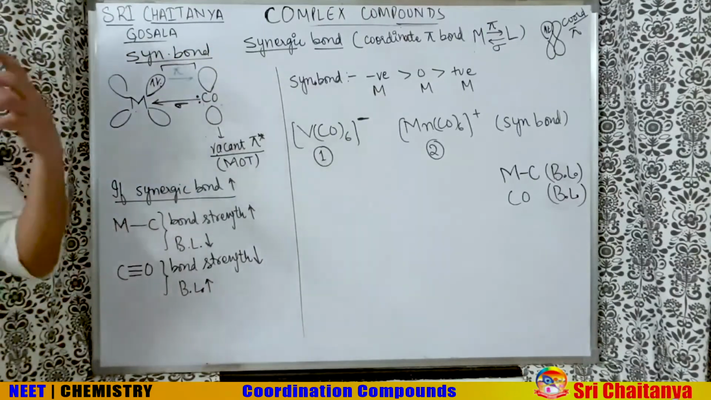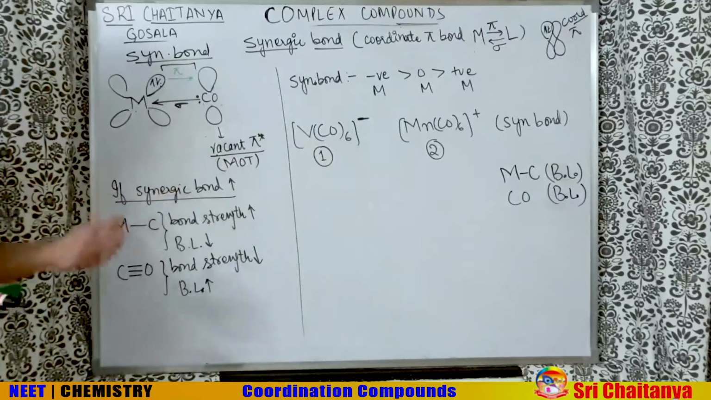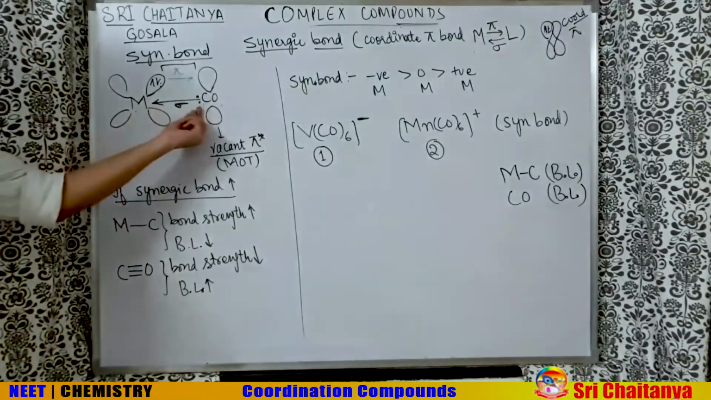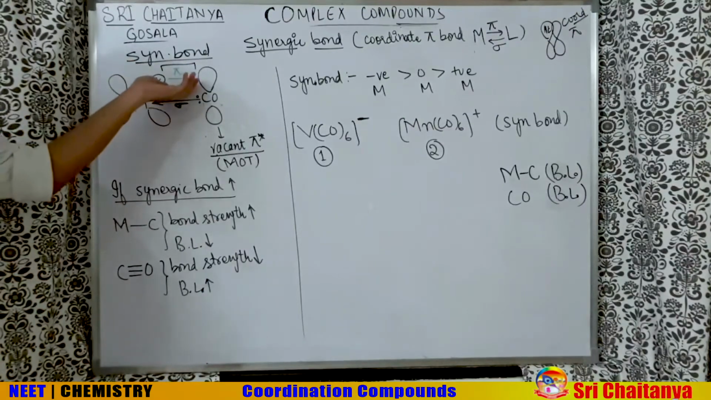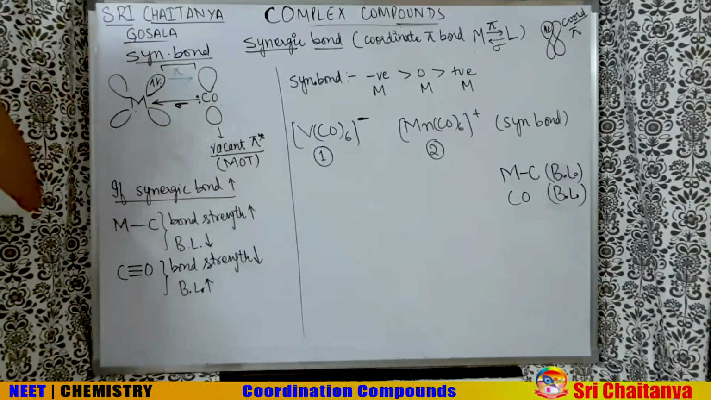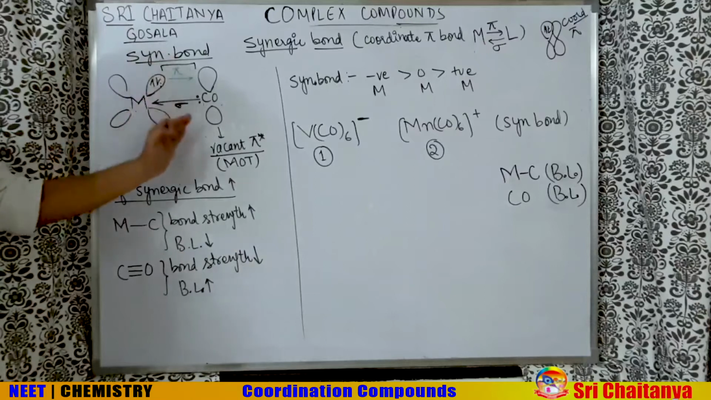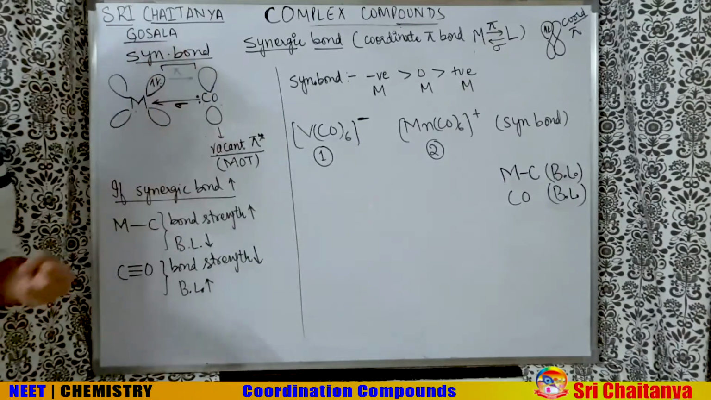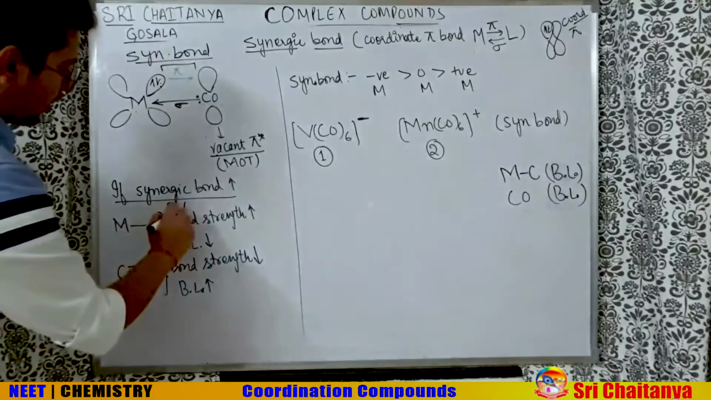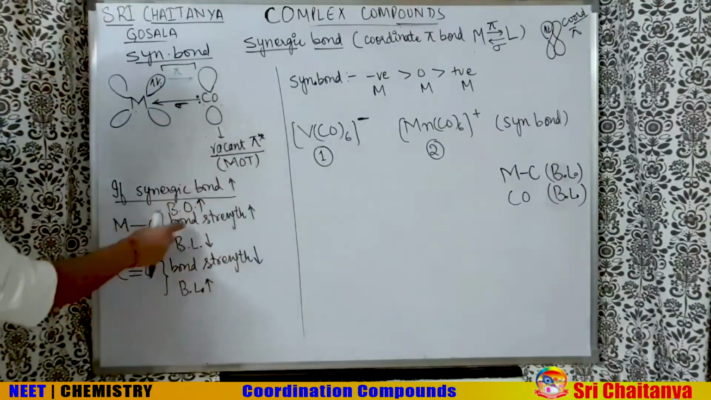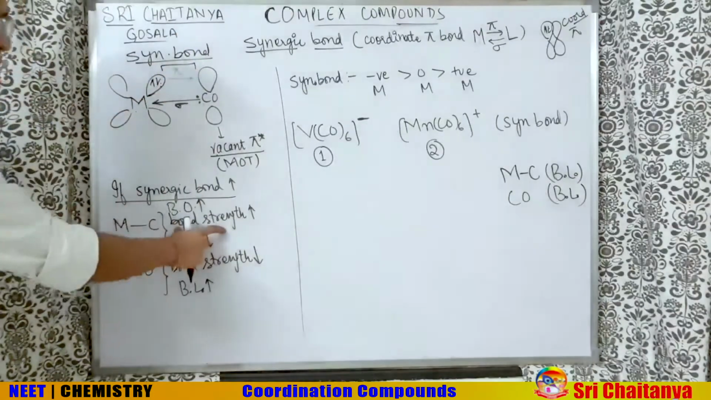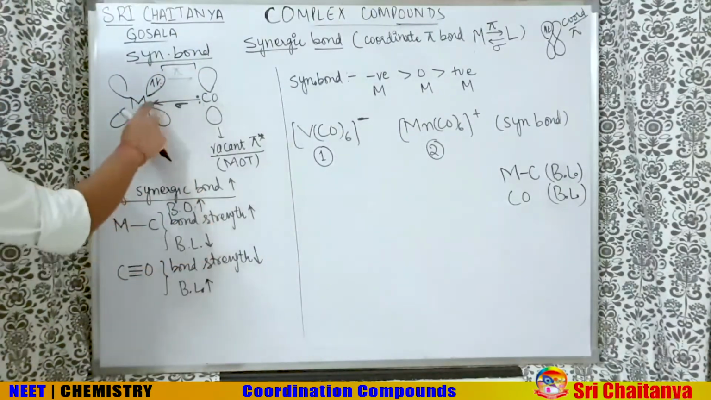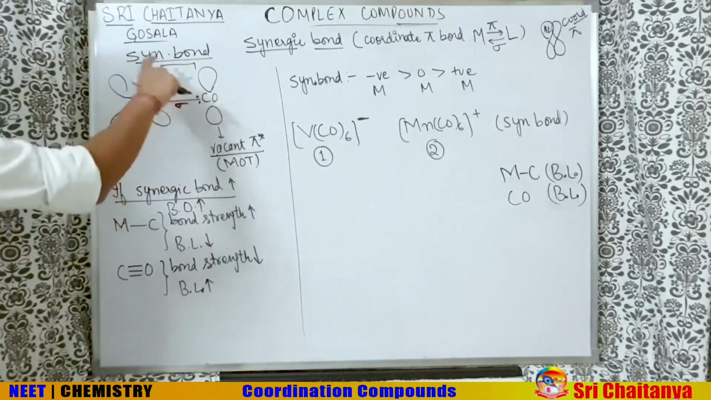So let us understand what the impact of the synergic bonding is. In the metal-carbon bond, as you can see, otherwise there was just a sigma bond. When another pi bond got made, as we have discussed already, a partial double bond character will come. As partial double bond character comes, the bond order of the metal-carbon bond will increase. A stronger bond will be there. So bond strength also increases between metal and carbon because there is a double bond character now.